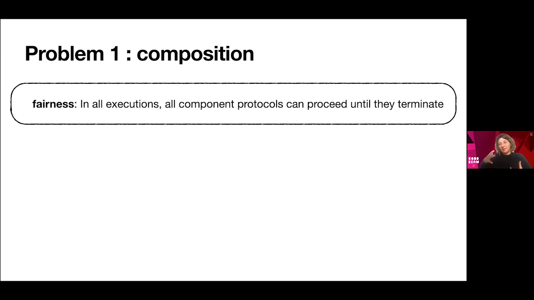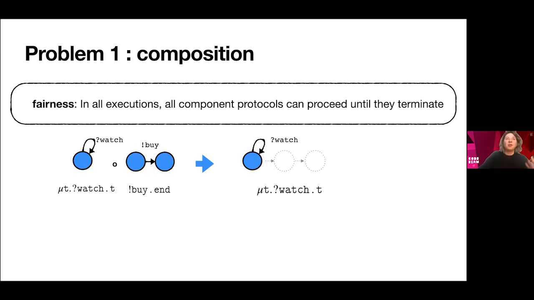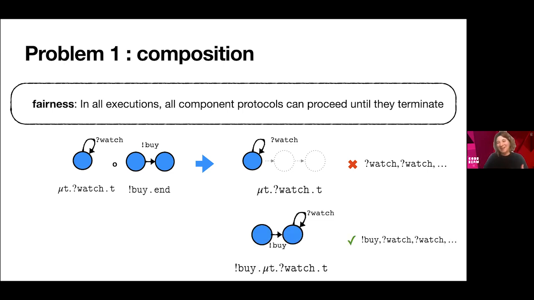Fairness, this is the other way around. We would like that no component protocol gets neglected when we do the composition. So again, if I want to compose the watching movies with the buy a movie, if I compose the protocol by saying, okay, I'll watch as many times as I want, and then I buy, I may have traces where I never actually pay for the movie. Again, the correct way is you first pay and then you watch repeatedly. The first composition is not a good composition because it violates fairness. You don't honor the buy part of the protocol, and the second one is a correct one.